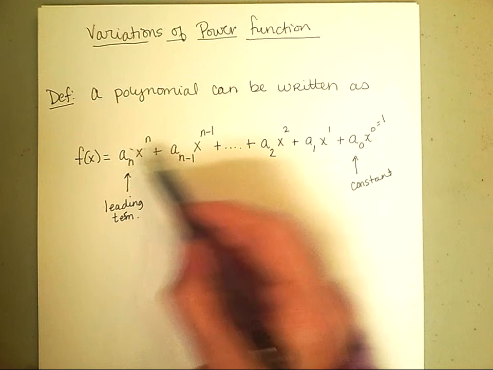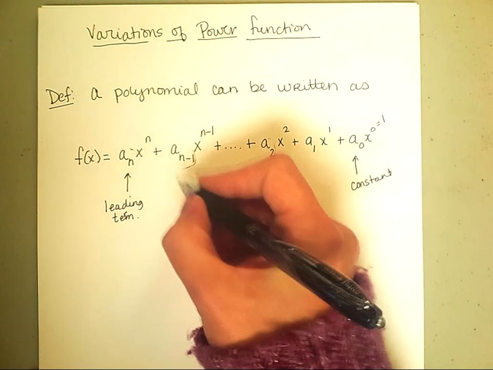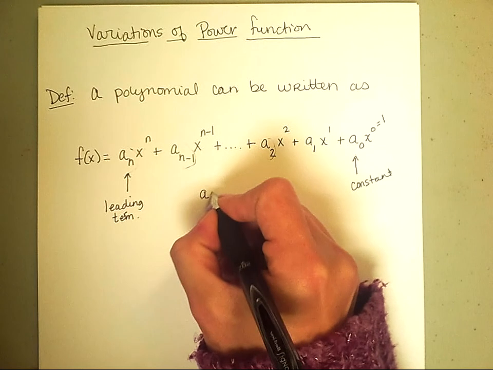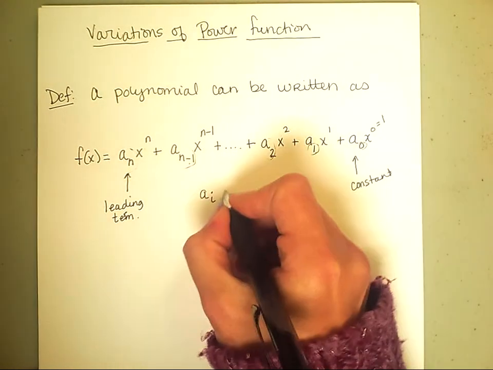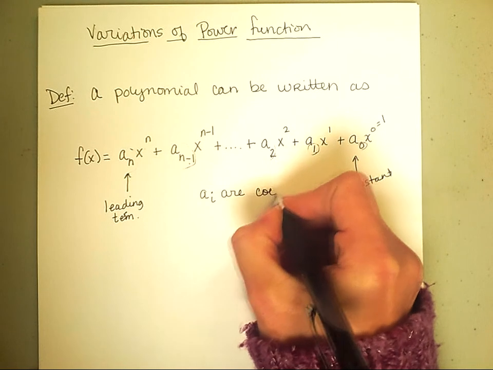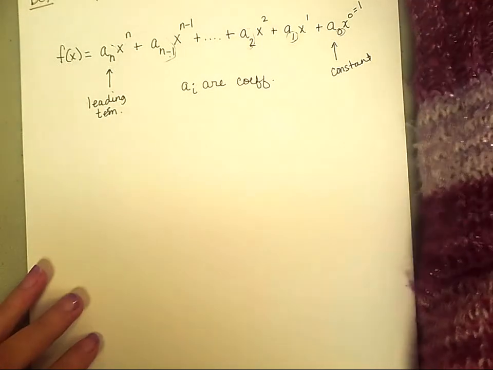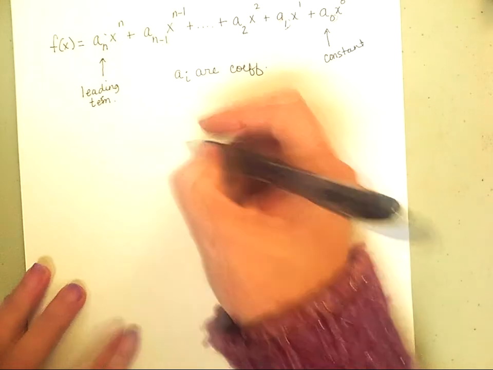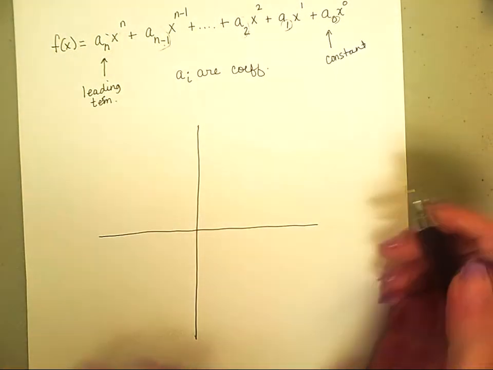And these a sub n, a sub n minus 1, a sub 2, a sub 1, these are the coefficients. So I'm just going to label that as a sub i because there are various different subscripts here. These are the coefficients. And that'll help us. We can make a summary then for any polynomial. We can again write our 4 different possibilities.